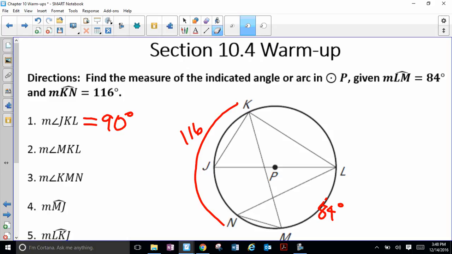Okay, so next we want the measure of angle MKL. So M to K to L. So again, you ask yourself, where's the vertex? Well, K is on the circle. So you find its arc, which is ML, which is 84 degrees, and divide it by 2. So 84 divided by 2 is 42 degrees.